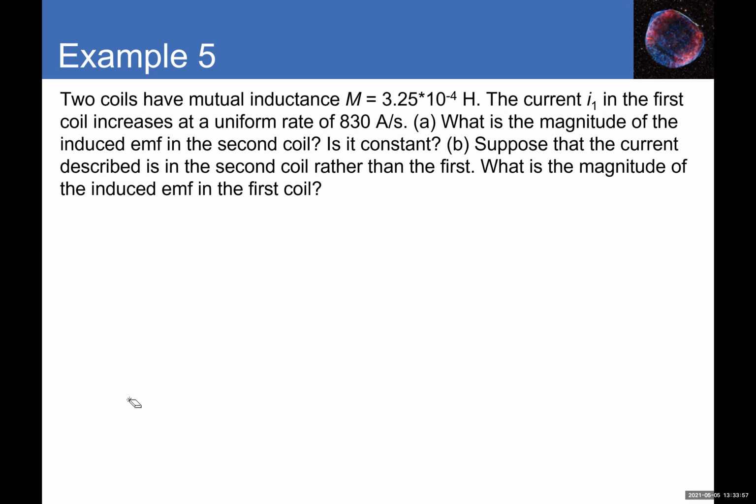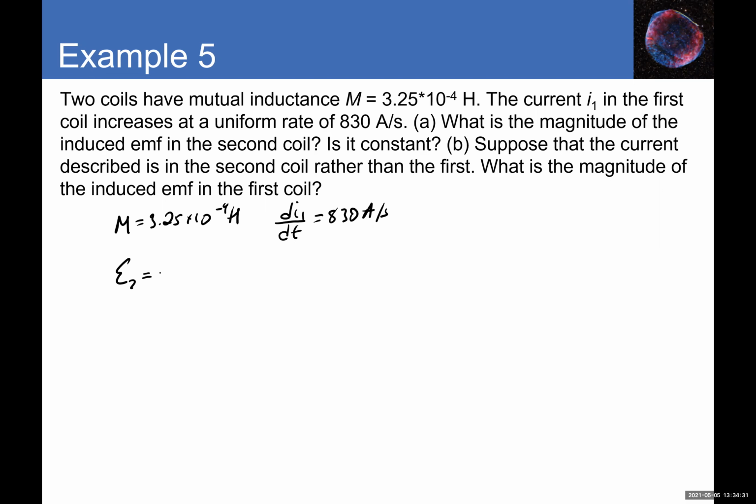And is it constant? All right, so let's look at this part first, and then we'll go to part B. We are given that mutual inductance is 3.25 times 10 to the negative 4 Henry. And we're told that the current has a uniform rate of 830 amps per second. That means di1/dt is equal to 830 amps per second. All right, so that's good enough for me to calculate induced EMF in the second coil.